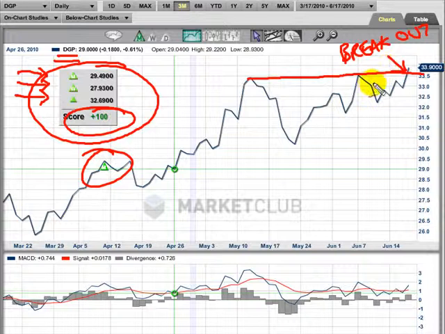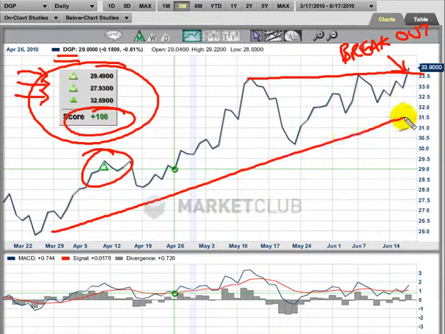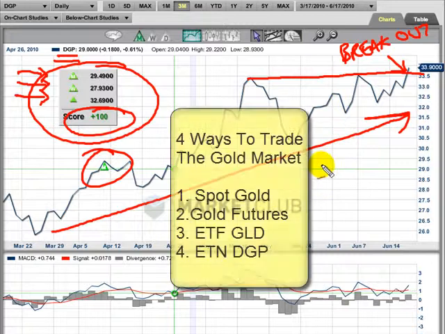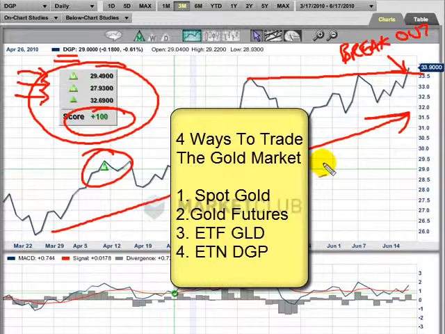There's the spot market. We have prices on MarketClub 24/7 on spot gold, so you can watch it any time of the day or night. So you can see the breakout. Again, this market's following spot gold. The trend is clearly higher, and we're looking for it to go higher. So there you have it. You basically have 4 ways to look at gold and trade. You have spot gold, which we showed you first of all, gold futures, the ETF GLD, which is gold, and the ETN, which you're seeing right now on the screen, DGP, and that's the symbol.